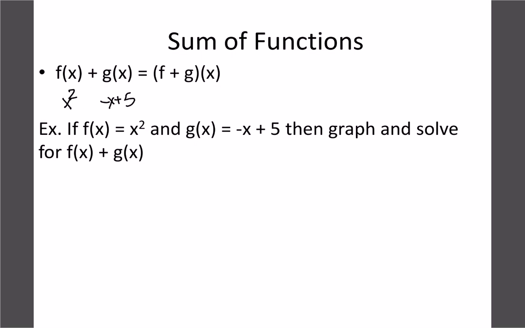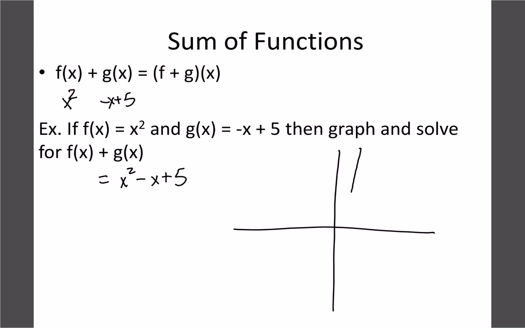So when we're working with an equation, the simplest way to add them is to simply put them together. So in this case, our sum of these would be x squared minus x plus 5. In terms of our graphs, if we graph these, x squared would look something like that. Minus x plus 5 would look something like that. If we actually graph our x squared minus x plus 5, we get another quadratic.